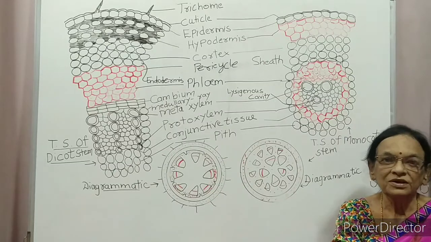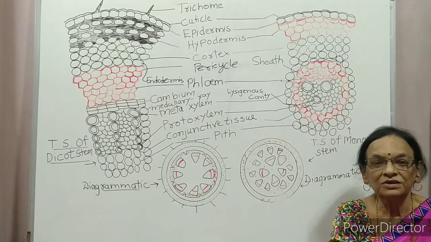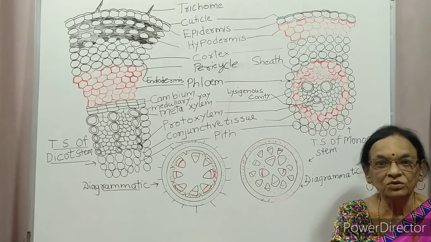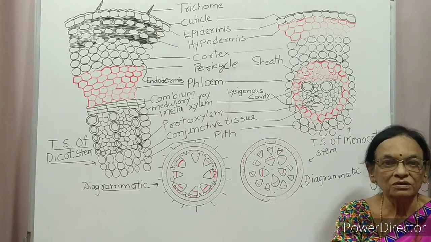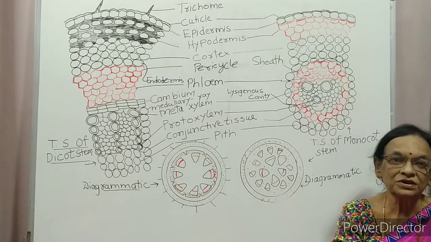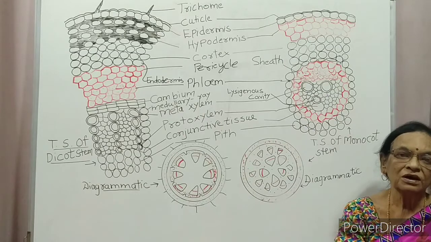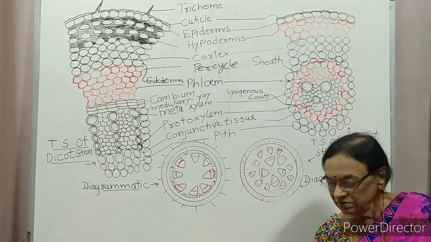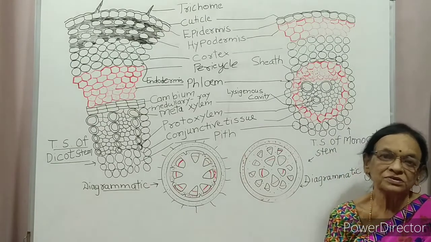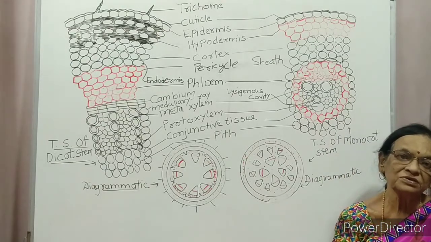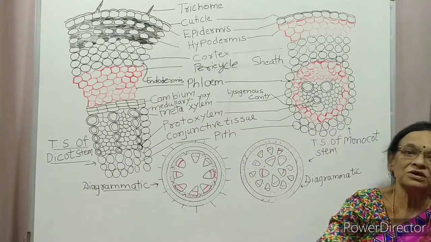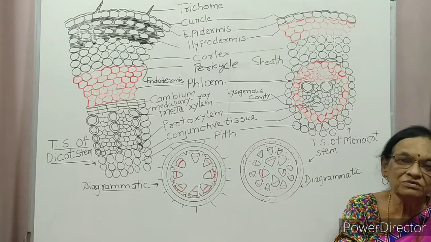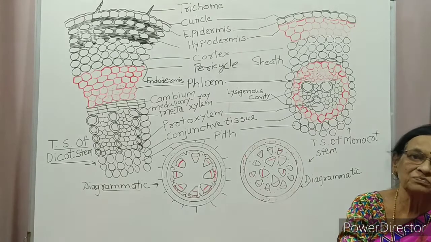Dear students, last time you studied the internal structure, meaning the anatomy, of monocot and dicot root. Today you will study the anatomy of monocot and dicot stem. Generally, the monocot stem is the maize stem and the dicot stem is the sunflower stem. First we begin with the dicot stem.